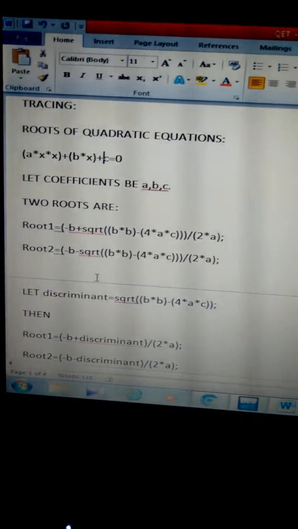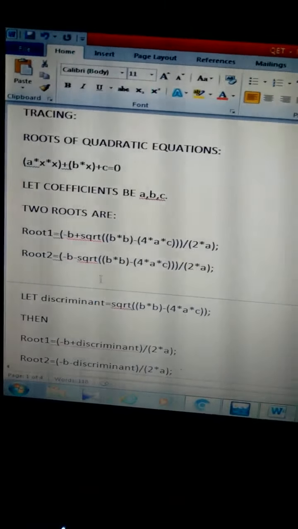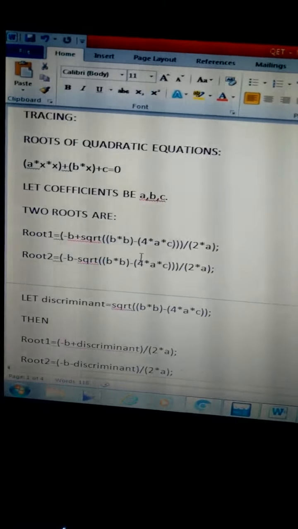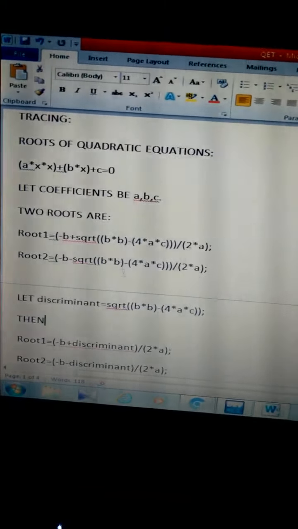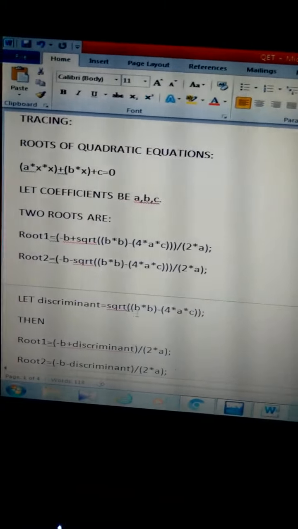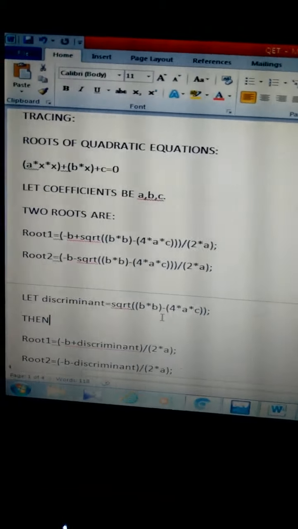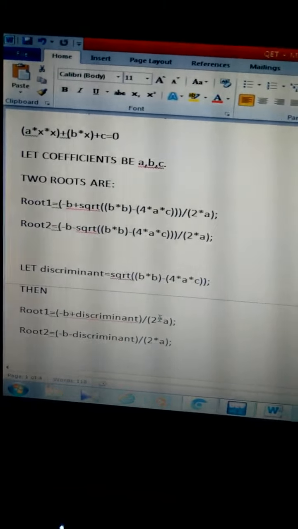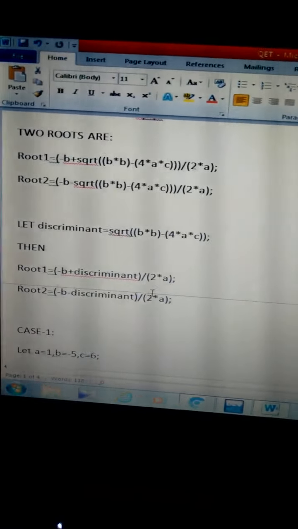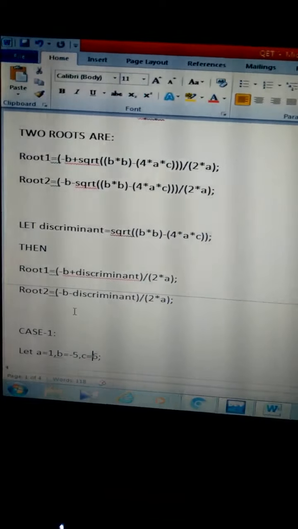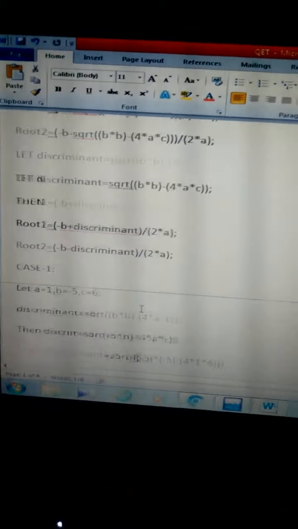Now to simplify the formula, first let us take discriminant is equal to square root of b square minus 4ac. This is common in both the formulas, so take it as a separate value. Then root 1 becomes minus b plus discriminant divided by 2a, and root 2 becomes minus b minus discriminant divided by 2a. Okay, case first.